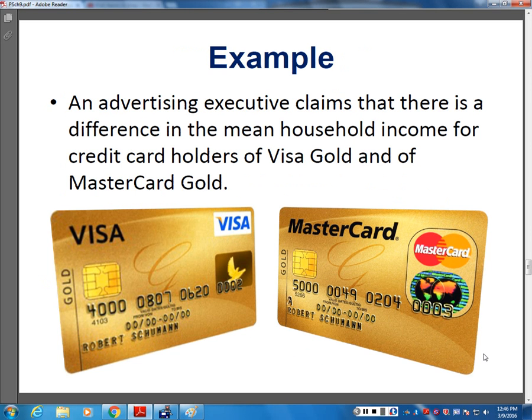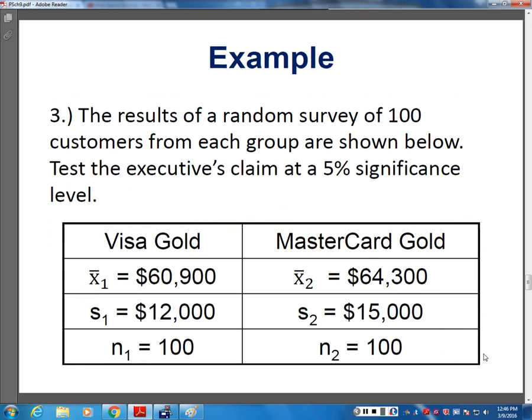Let's do an example. An advertising executive claims that there is a difference in the mean household income for credit card holders of Visa Gold and MasterCard Gold. So a random survey of 100 customers from each group is performed, and the results are shown. Let's test the executive's claim at a 5% significance level.